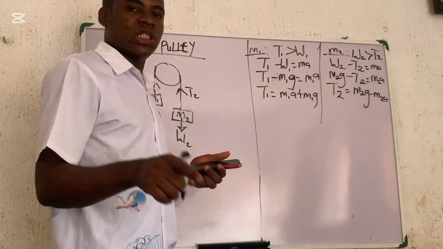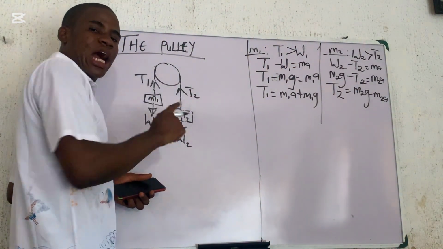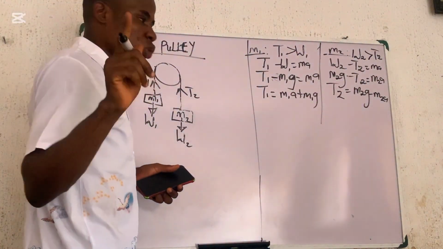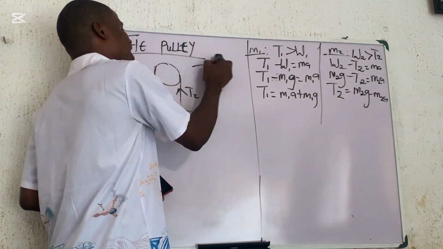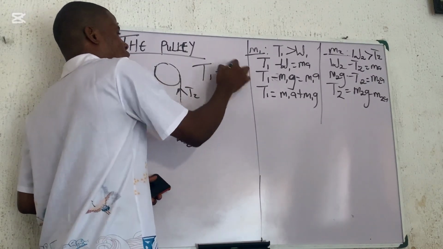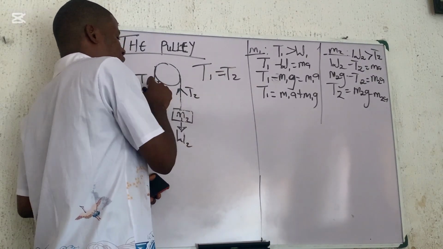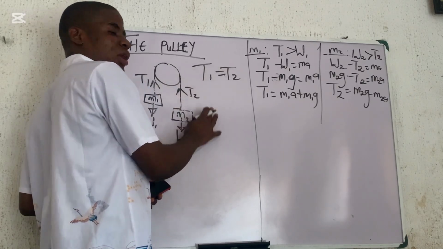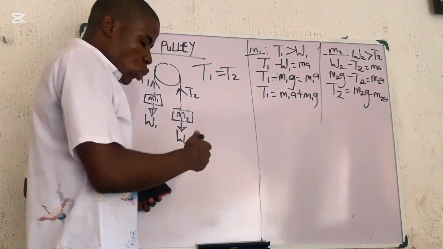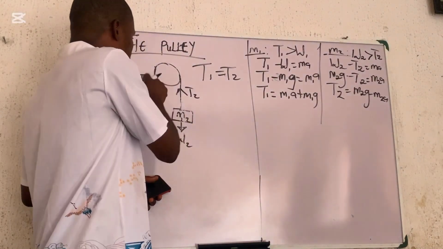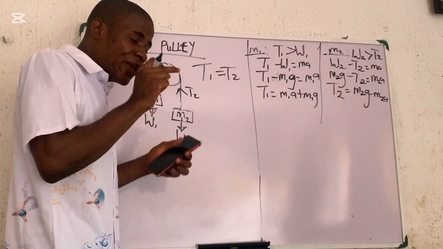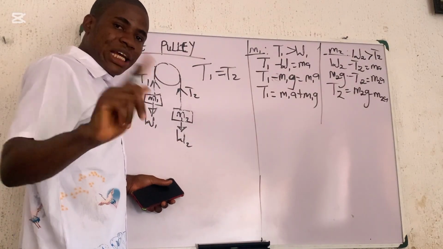Now, I want to tell you something. I should not play with it. Since these two masses are connected with one rope, what are we trying to say? That the tension here and the tension here are equal. In physics, when two objects are connected with one rope, the two tensions are equal. But in a situation when we have two different ropes, the two tensions are never equal.